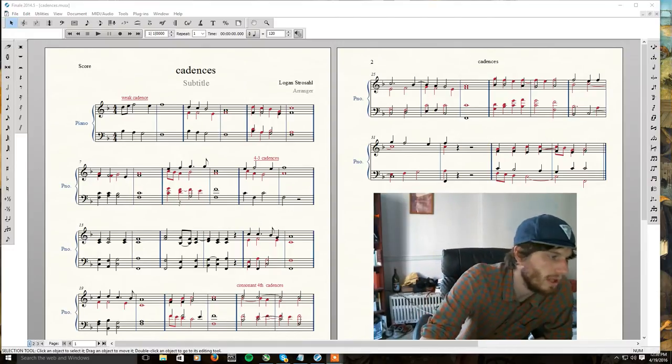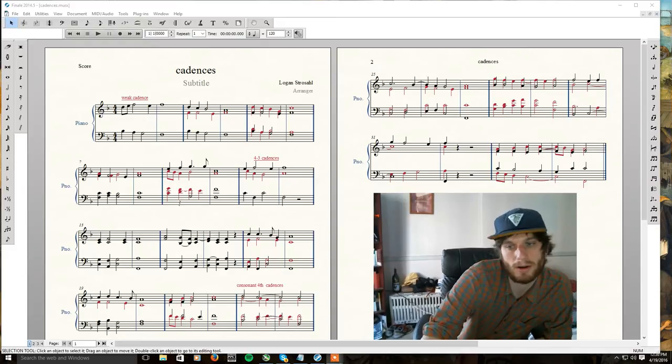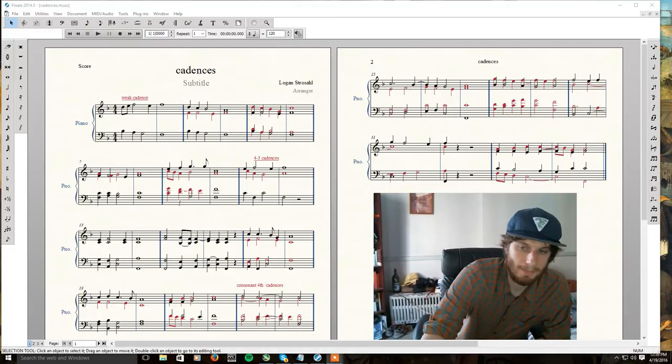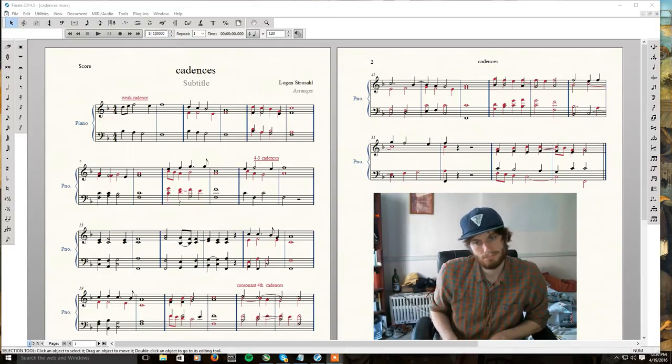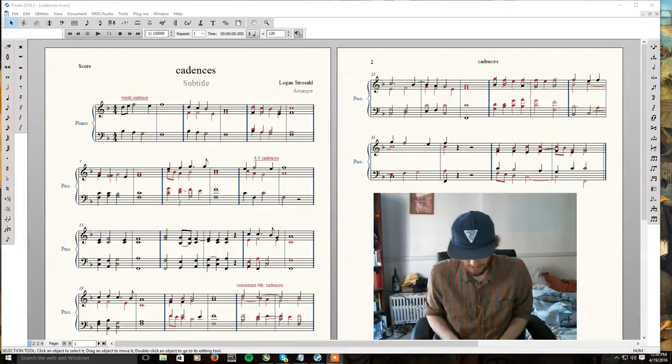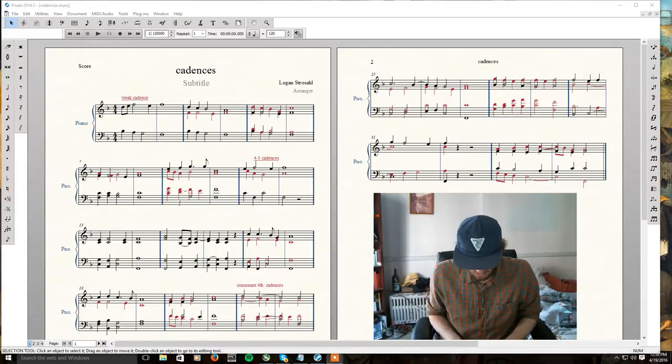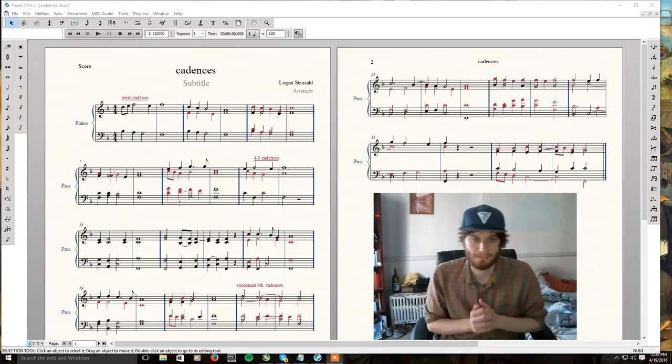Next thing is 4/3 cadences. These are your bread and butter. I use them all the time. They can be used to end. They can be used to just pause for a second. And they're basically this sound. Okay, let me go through them.